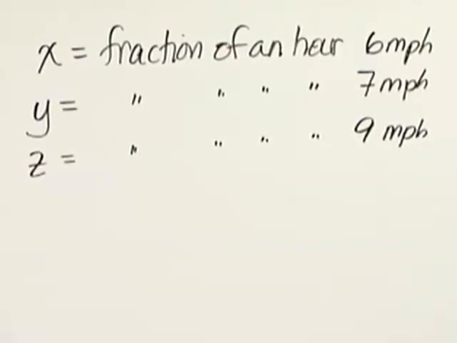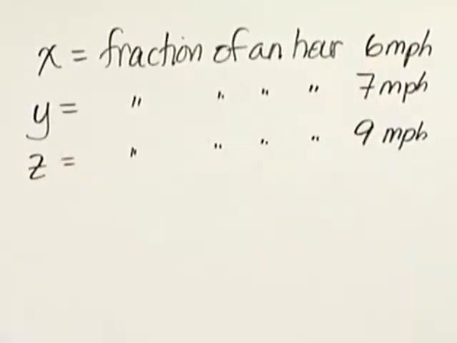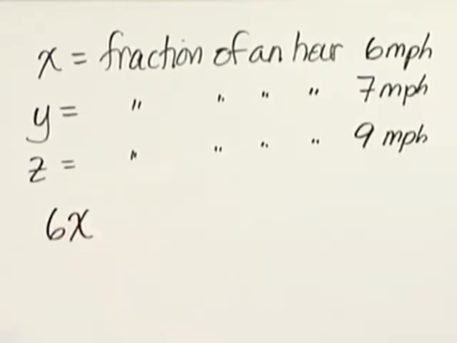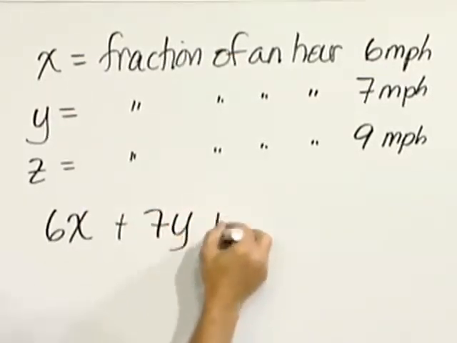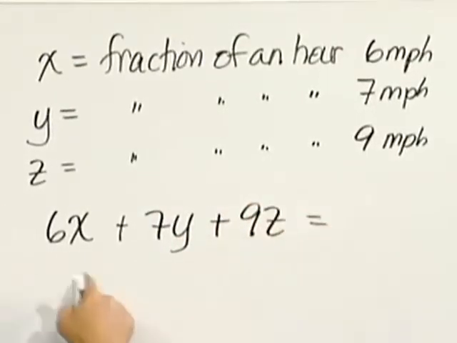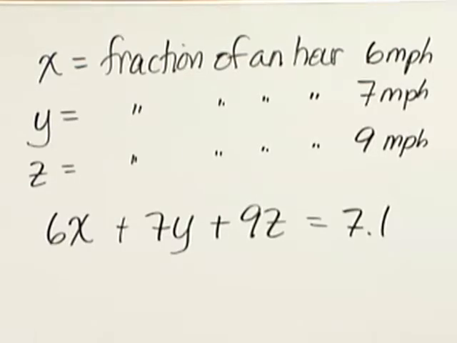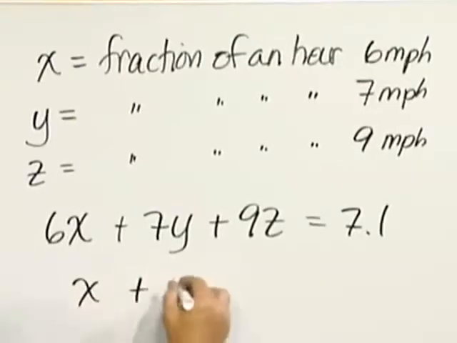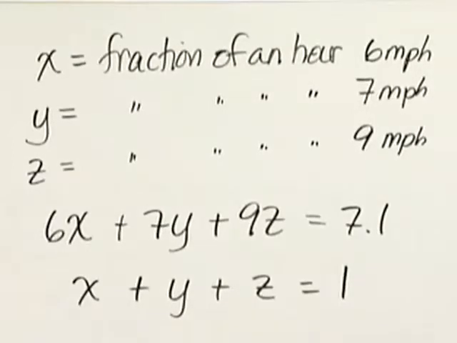The first equation we could set up is if x is the time and 6 is the speed, then 6 times x represents the distance that the runner jogged in this time. And similarly, we would have 7y and 9z, and each of those being a distance that would have to add up to the 7.1 miles that the runner jogged. Our second equation is the fact that the runner jogged for 1 hour. In other words, x plus y plus z, which are the 3 respective times, must add up to 1 hour.